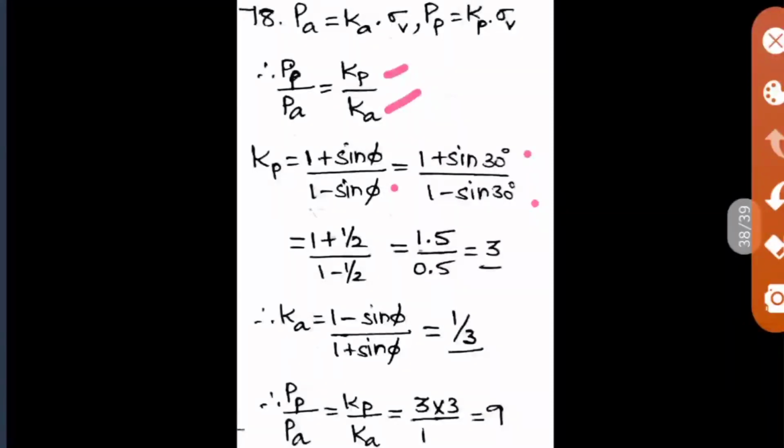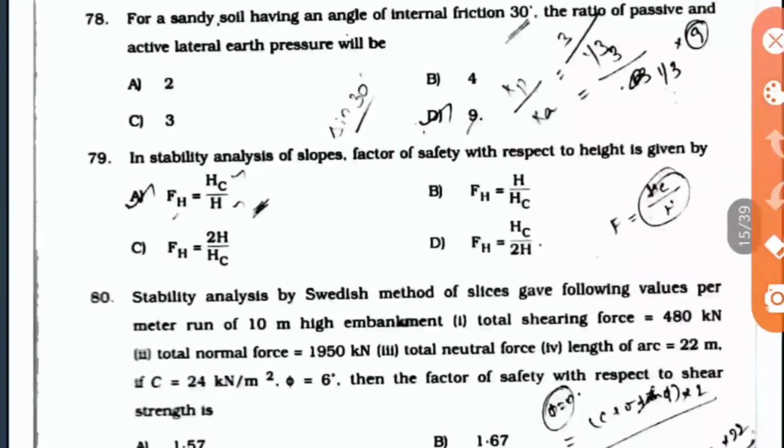And we know that Ka is just the inverse of Kp, that is 1 minus sin phi by 1 plus sin phi, so it is obviously 1 by 3. You can directly write that. When you take the ratio, it is 3 by 1 by 3, so you get 3 into 3. The answer will be 9, option D. Then question 79, in stability analysis of slopes, factor of safety with respect to the height is given by what? Here option A is the right answer.